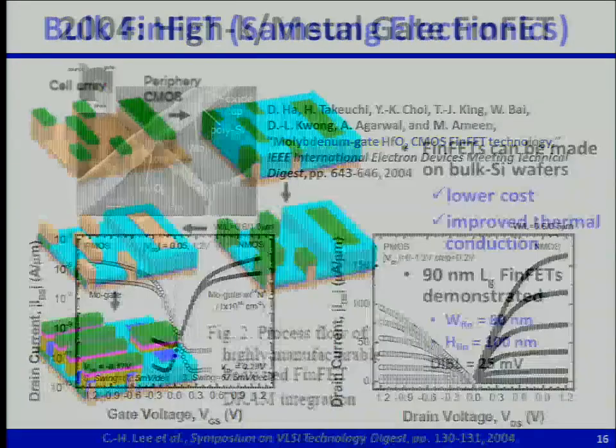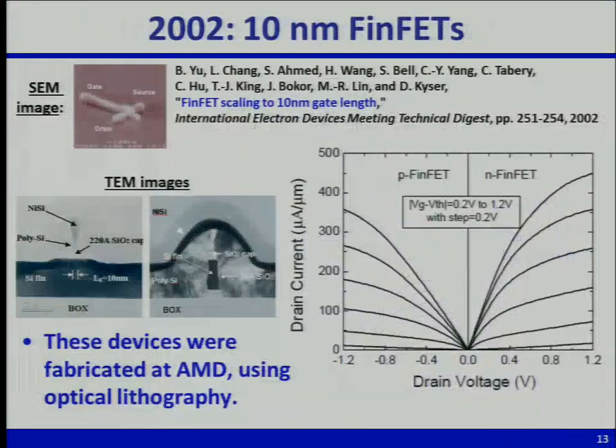Okay? All right, so let's go back. In 2002, we actually transferred the FinFET technology to AMD, which used to have a fab. Today they have spun off Global Foundries. But we showed that the FinFETs could be going down to 10 nanometer gate length.